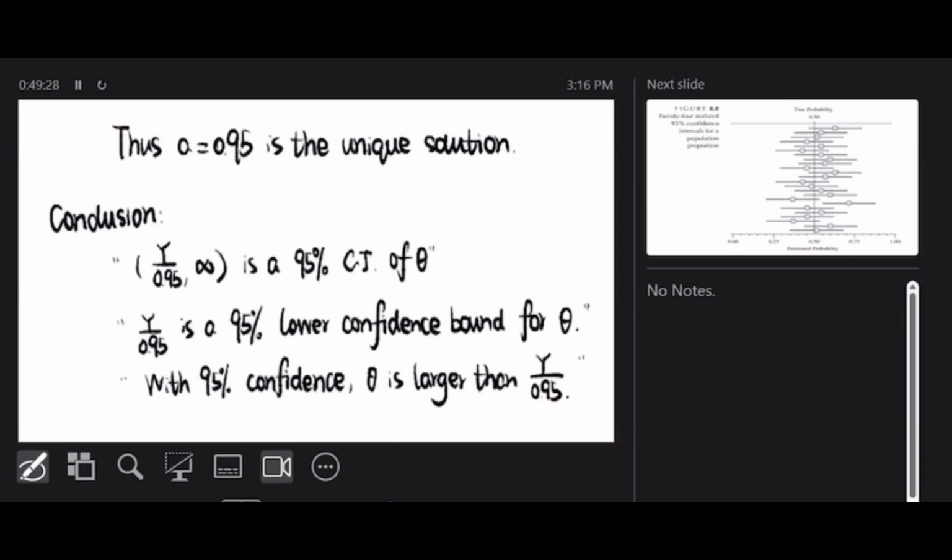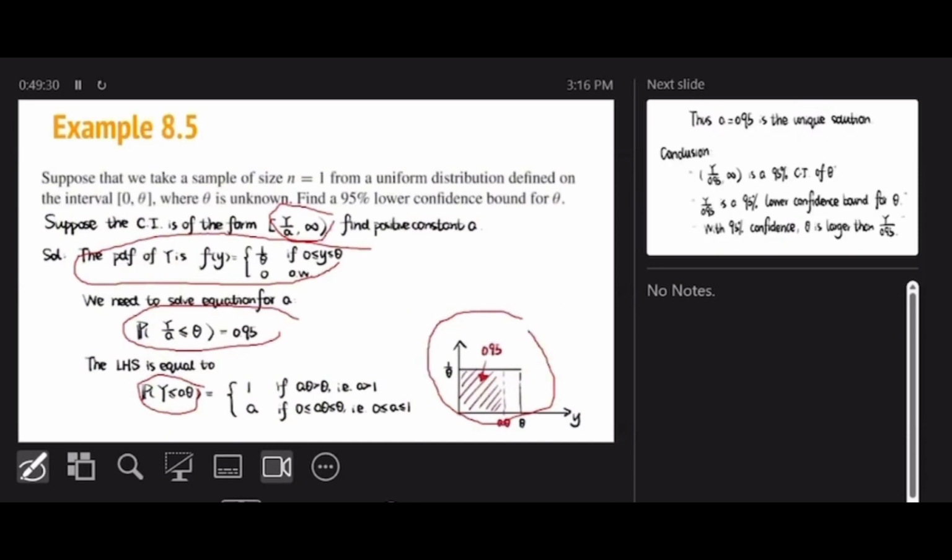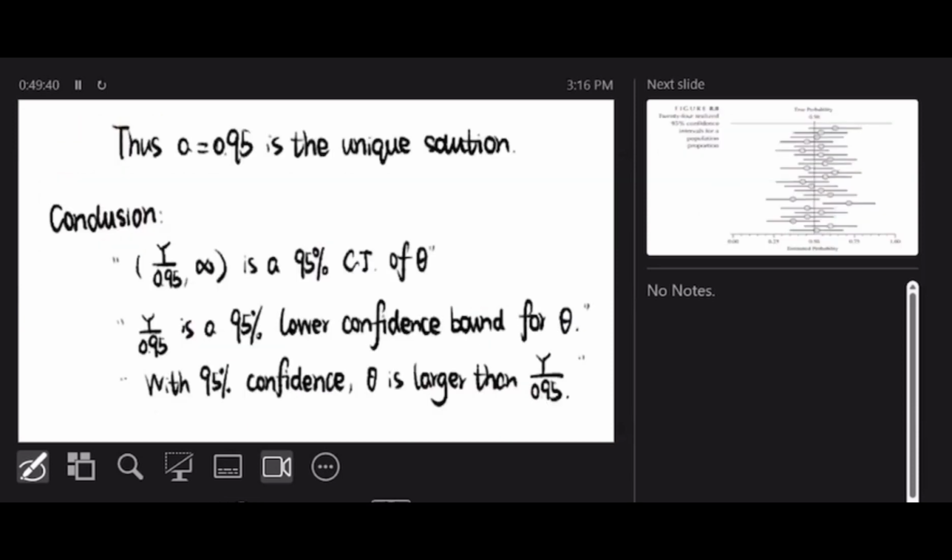Now, based on this, uniform is a special situation. a is always going to be that particular value, just a equal to 0.95, because that's a unique situation. We're talking about uniform. a is always going to be equal to the level of confidence given.